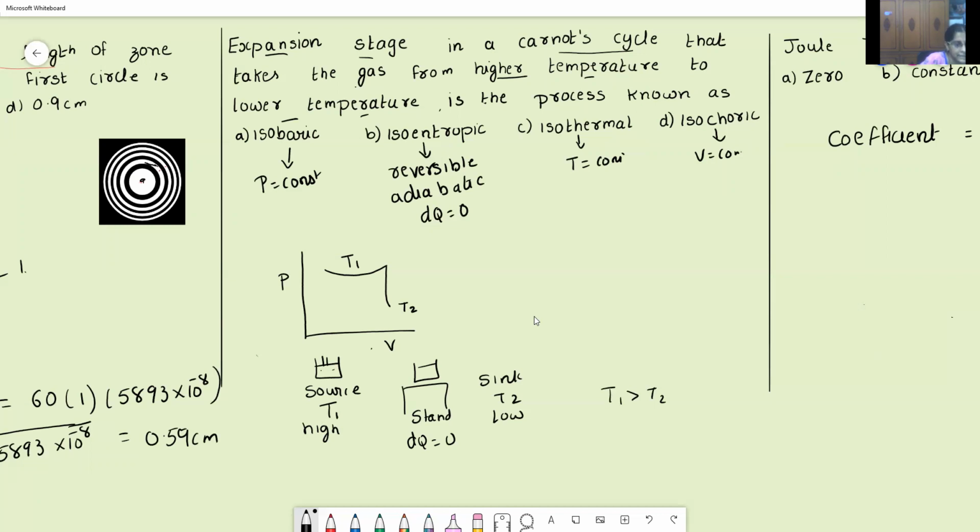So there is expansion of gas, and there is also temperature coming from T1 to T2. Both conditions are satisfied. So the isoentropic process describes this expansion process, where the system comes from higher temperature to lower temperature, as given by this curve. So the correct answer is isoentropic.